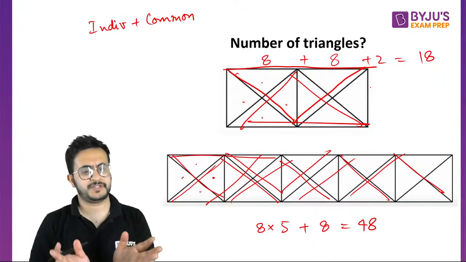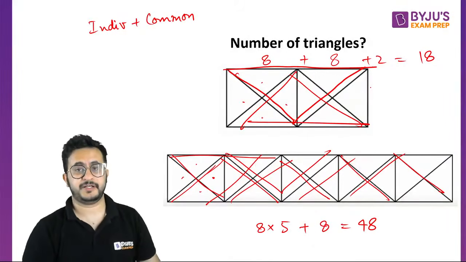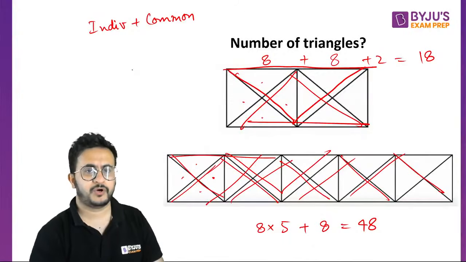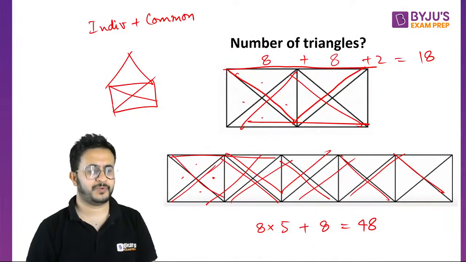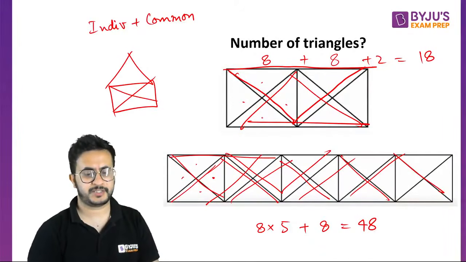So whenever you have combination of figures, right, it could be any figure. It could be like this square shape, or it could be like this shape on top of this, right, and something like this. So see, you have to see that how many common triangles are also present in that. Okay.